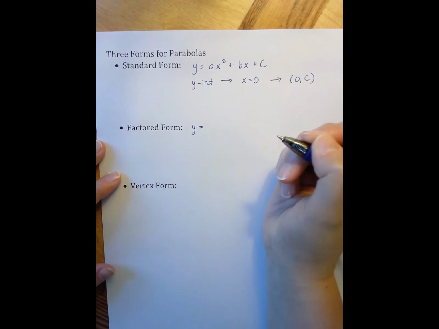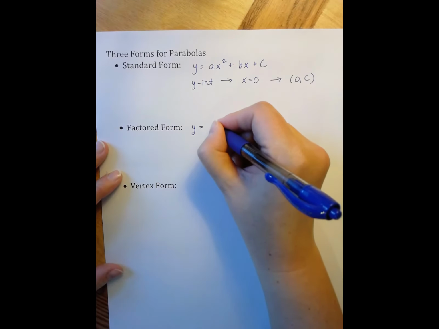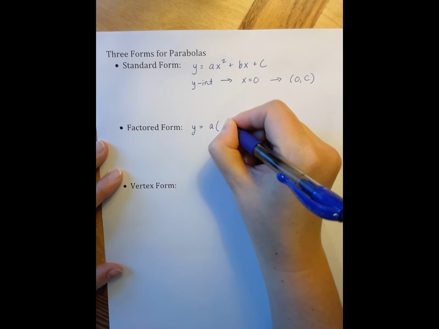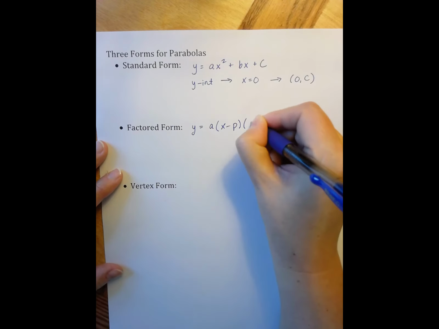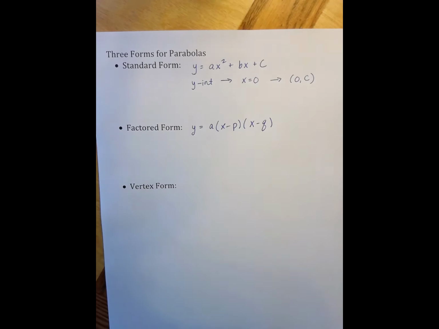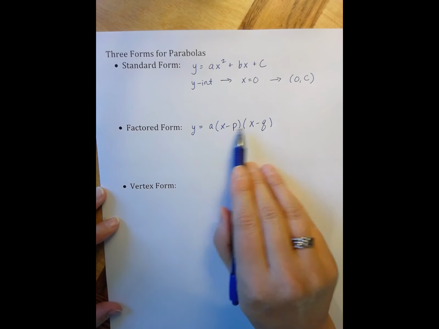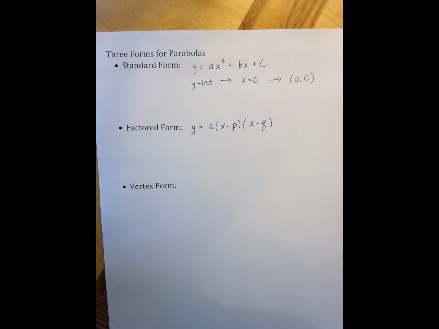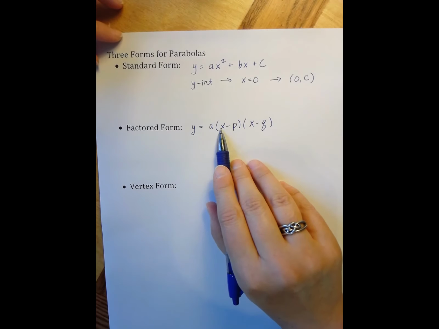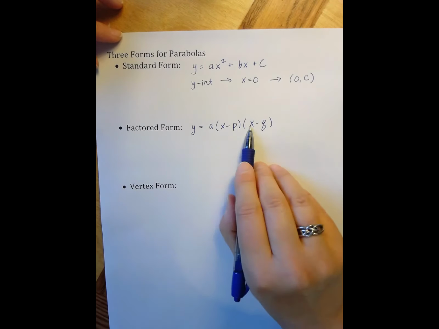Factored form can be written as a times the quantity x minus p times the quantity x minus q. Now it turns out, you've seen this, factored form can actually have coefficients in front of the x's. But there's a way to do this so that you end up with no coefficients in front of the x's. That is for next year, and so for now we're just going to talk about this as if the coefficients in front of the x's in the parentheses was 1.